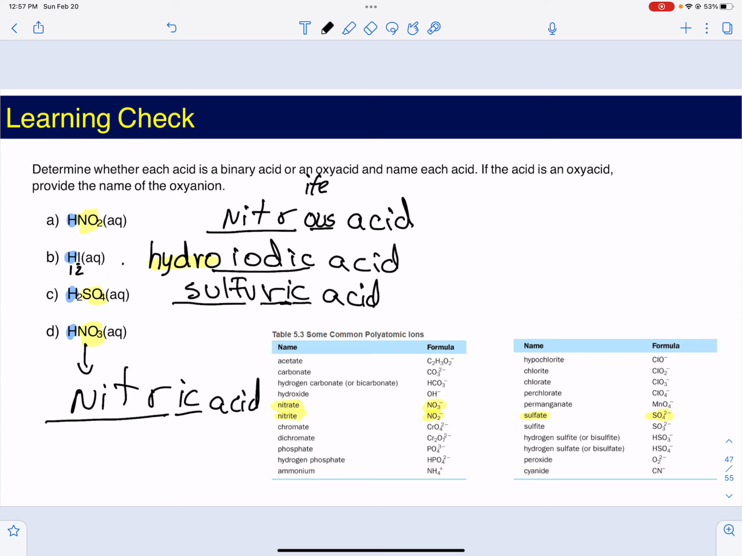So remember those rules. If the polyatomic that is part of the acid ends on ate, the name of the acid will end on ic acid. If the polyatomic ion that is part of the acid ends on ite, then the name of the acid is going to be blank ous acid. And if it's binary, only 2 atoms, no oxyacid, then it begins with hydro blank ic acid. So hydroiodic acid in this case.